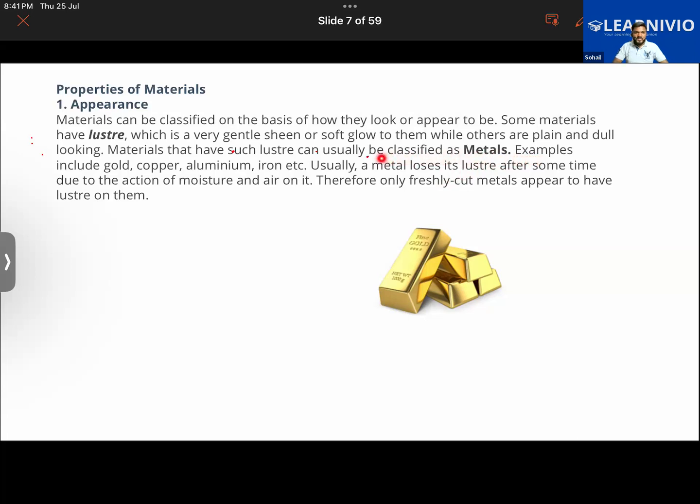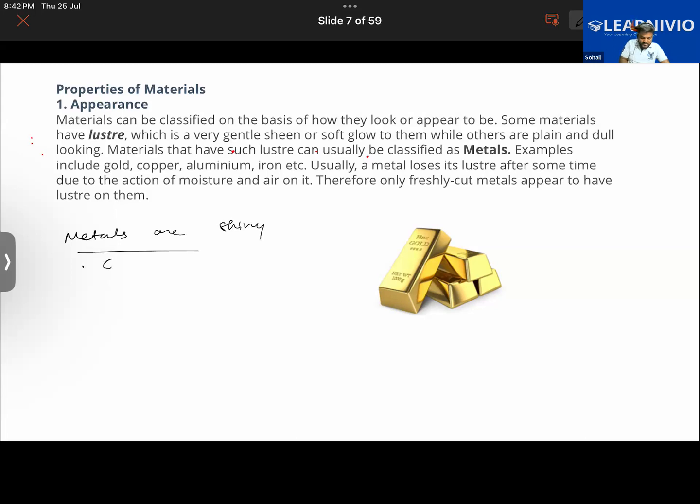Usually in nature we find that most of the metals are shiny. Like copper is shiny, freshly cut iron is shiny, gold is shiny, mercury is shiny. Silver as well. So we have several examples of that. Generally, metals are shiny. It is the property of metals that they are shiny.